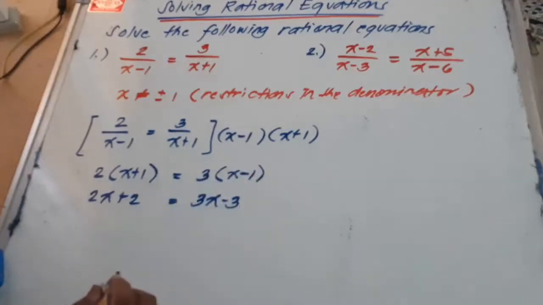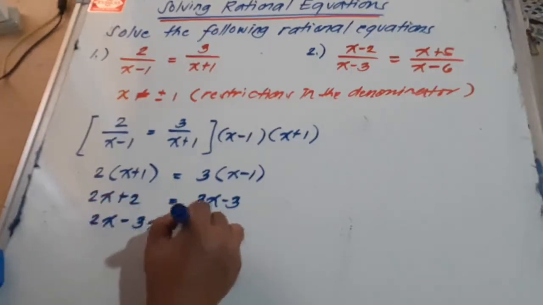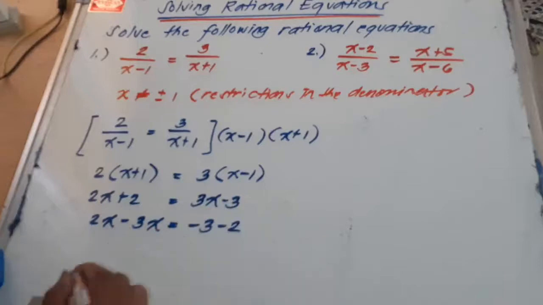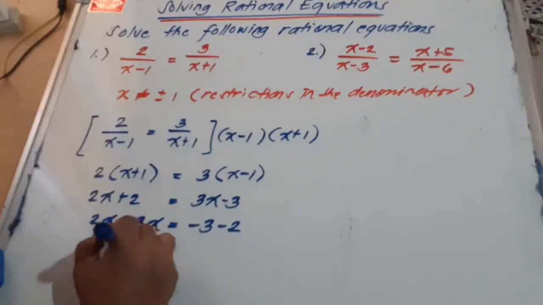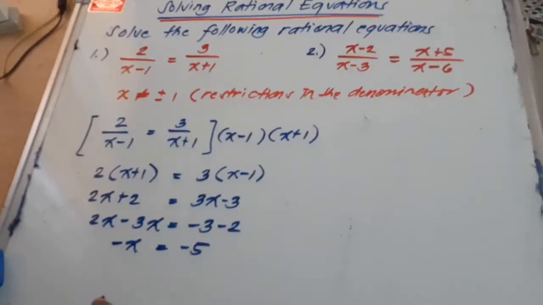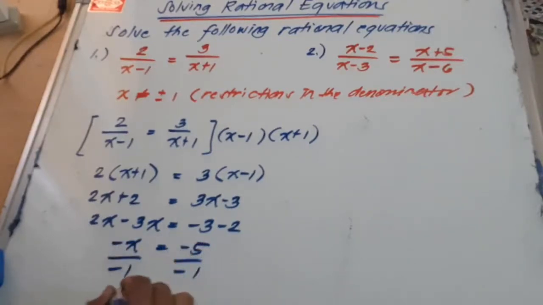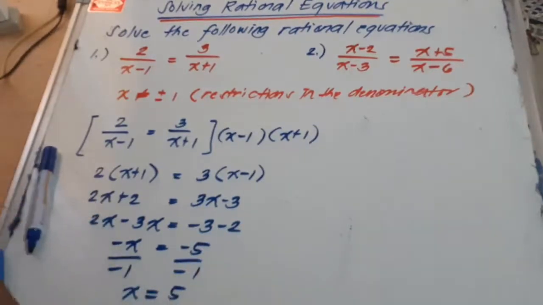Okay? Lipat natin si 3x na sa left side, si 2 do sa right side. So we have 2x minus 3x equals negative 3 minus 2. Then we subtract these two. We have negative x here and negative 5 on the right side. And then we divide both sides by negative 1 or multiply both sides of the equation by negative 1. So divide na lang natin by negative 1. Therefore, x equals 5. So the solution to this rational equation is x should be equal to 5.